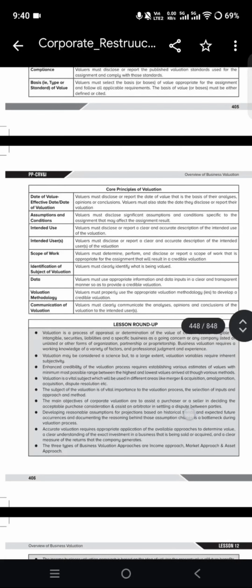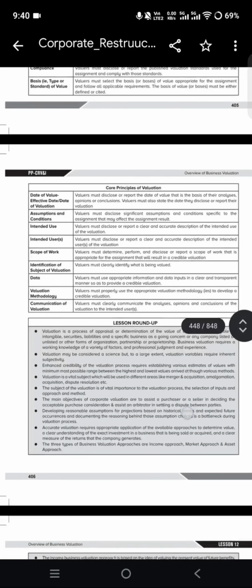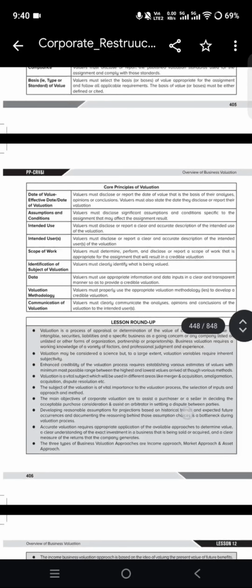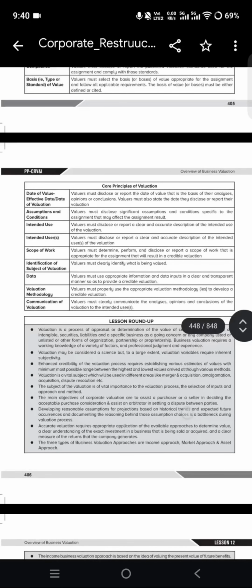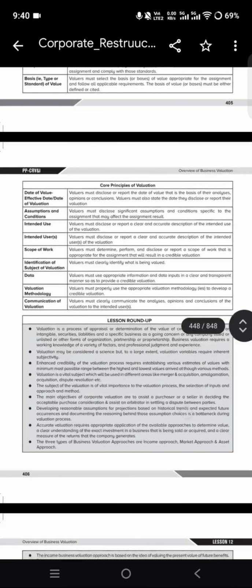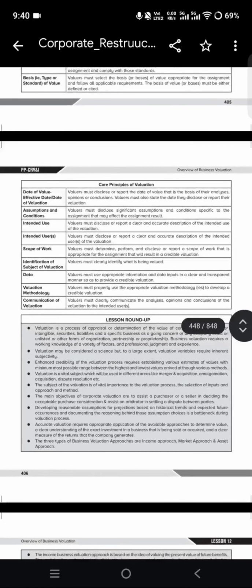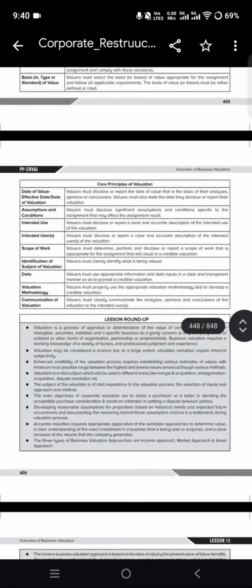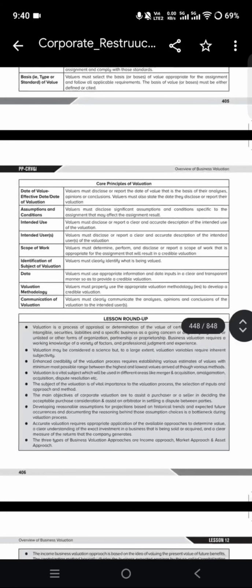It is ambiguous. Everyone has an opinion of value about the business, a tangible asset. Everyone's opinion will differ. Mathematical certainty is certainty of one output based on a specific set of inputs. So valuation may be considered a science, but to a large extent valuation variables require inherent subjectivity. So which method I have to consider, that is subjectivity. And valuation is not a precise science as there is always imperfection in the market. Any business valuation activity is based on the hypothetical consideration that there is an arm's length sale of the business.